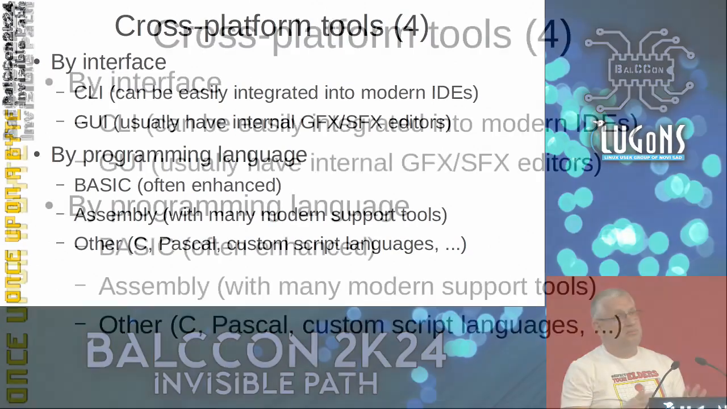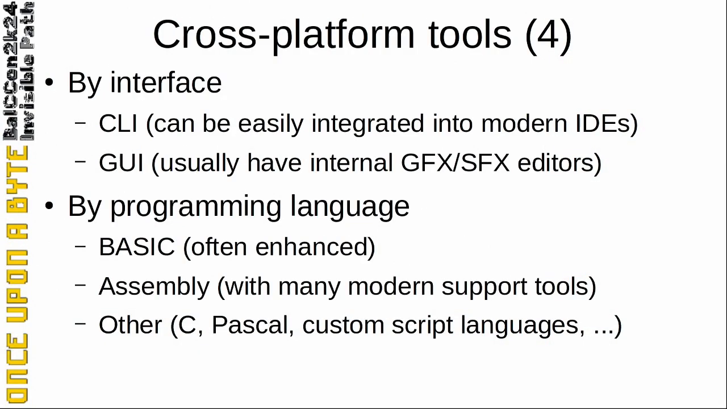For all the retro machines, you usually have some kind of assembler where you can write assembly code on a PC and then compile it for a target platform. And there is, let's say, a third category that uses different kinds of languages. We have C compilers that target old CPUs, Pascal compilers, and various other tools that use their own custom script languages. And those are usually tailored to the target system.